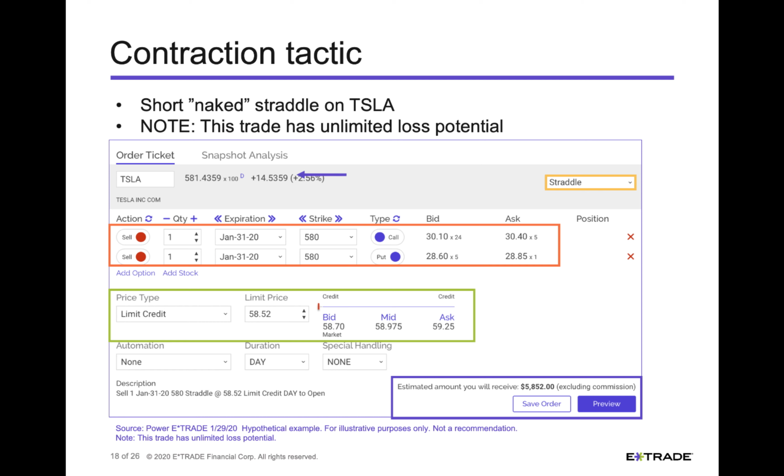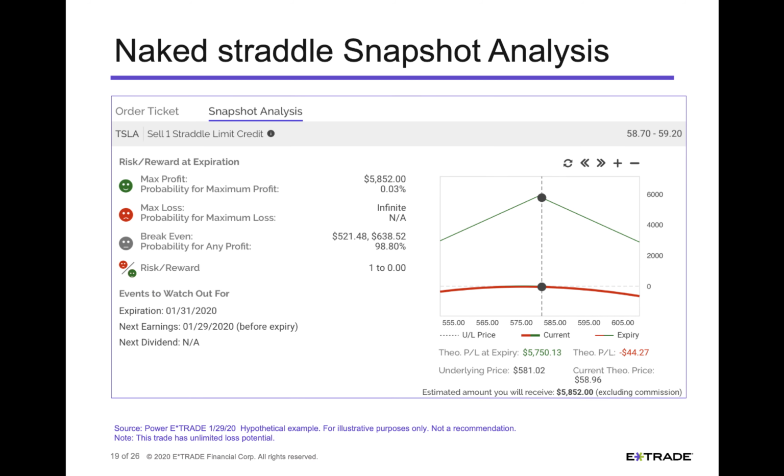I'm going to click Snapshot Analysis, though, and we're going to put this into a statistical model here. You hit Snapshot Analysis, and we're going to go through the maximum profit. I just mentioned that. The most you could make is 5,852, assuming that we hold it to expiration and that Tesla closes at 580.00. Then I would make 5,852. And the statistical model is telling me that there is a 0.03% chance of that happening. In other words, that's not happening at all. Look at my maximum loss, an infinite maximum loss.